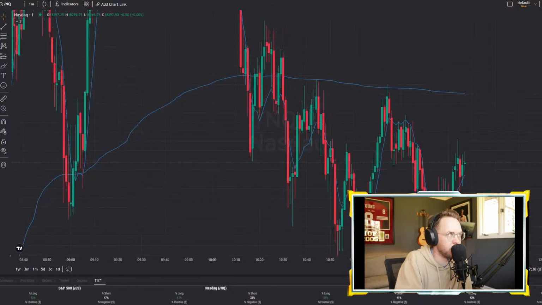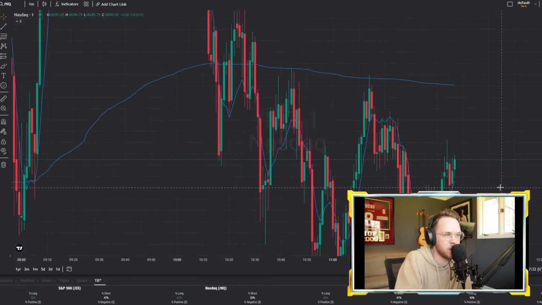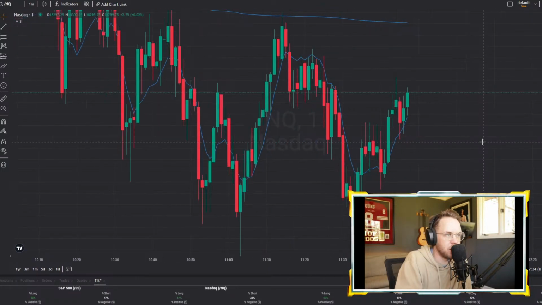Yeah, wait for a strong confirmation candle. This could be it right here. We could get it. Let's see.